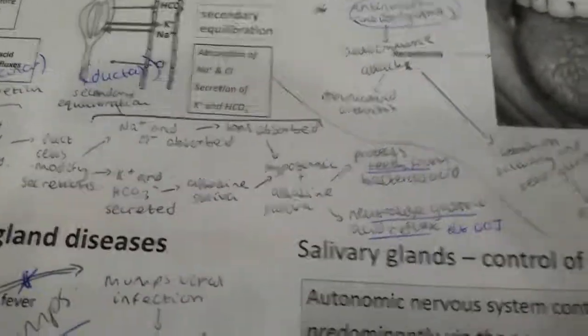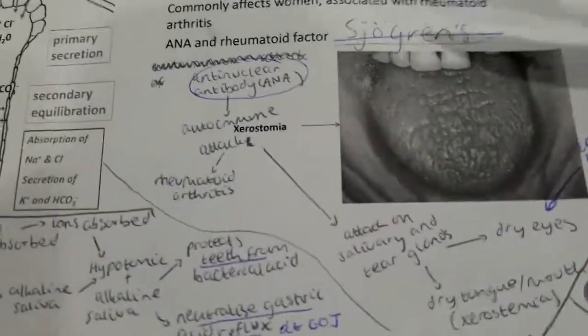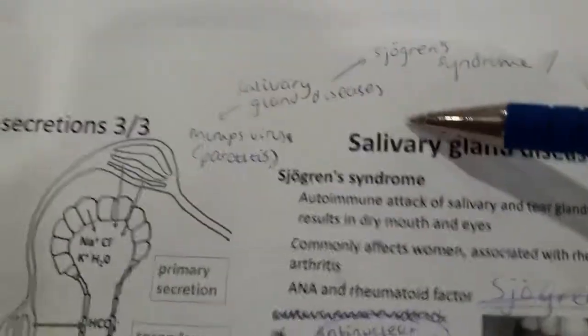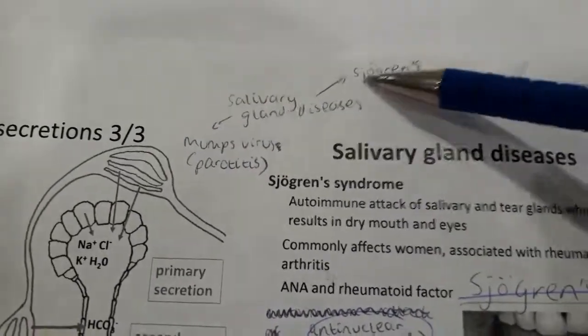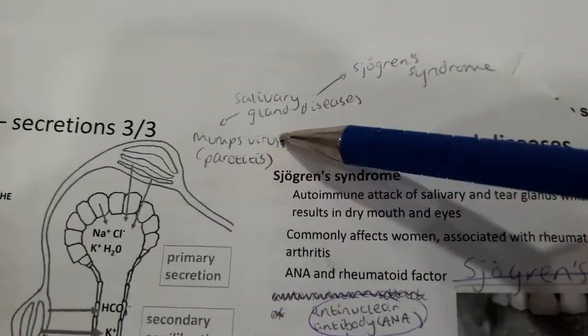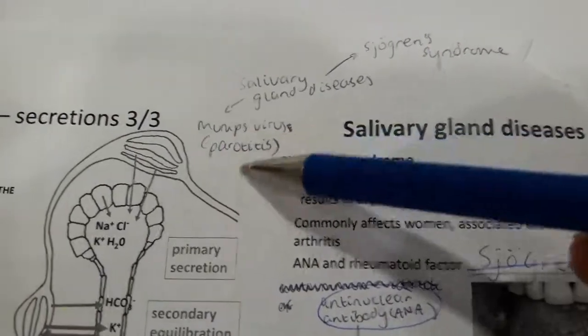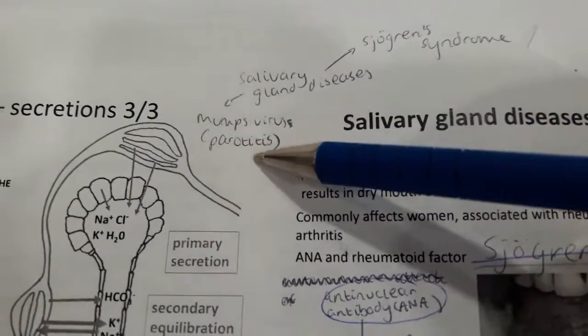So now let's look at some of the diseases. Well, salivary gland diseases, there's two that you need to know about. There's Sjogren's disease, or Sjogren's syndrome, and there's the mumps virus, which causes parotitis, which you can probably guess. It affects the parotid glands, causing inflammation in the parotid glands, itis, right?